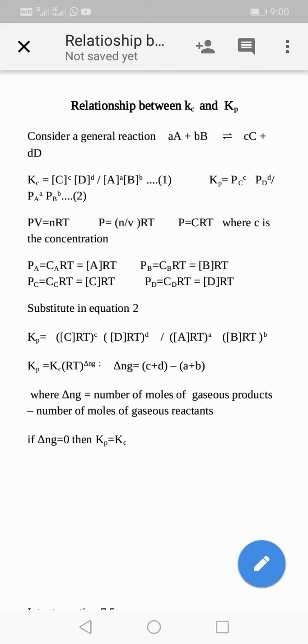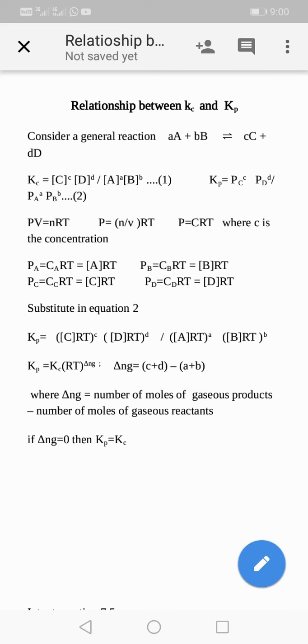For the exam, sometimes they will ask you one question to derive the relationship between Kp and Kc, so you will have to answer properly. It is a very simple derivation. Take the general reaction, write down the expression for both Kp and Kc. Then take the ideal gas equation, substitute for the different gases, and substitute in the main equation, so that you will be getting the equation with delta Ng.